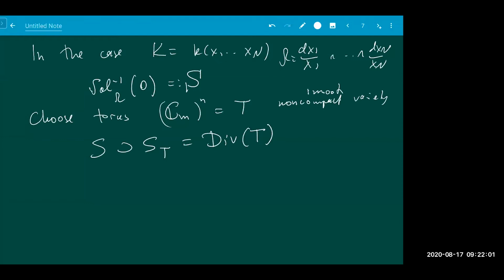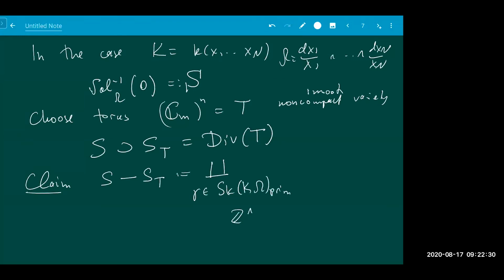But how does the rest of the set look? The claim is that S minus S_T is a disjoint union over all primitive vectors, which are exactly the skeleton, k omega primitive, which will be the n primitive. Sorry, it's my capital N, of non-negative integers. It's similar to what we have, how to construct non-primitive things from primitive.